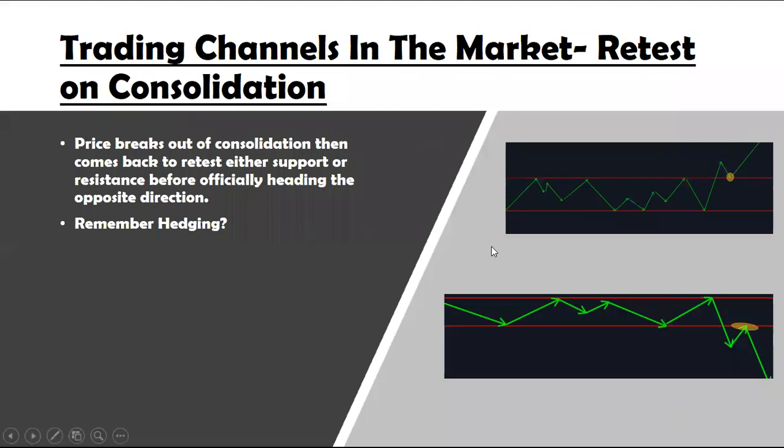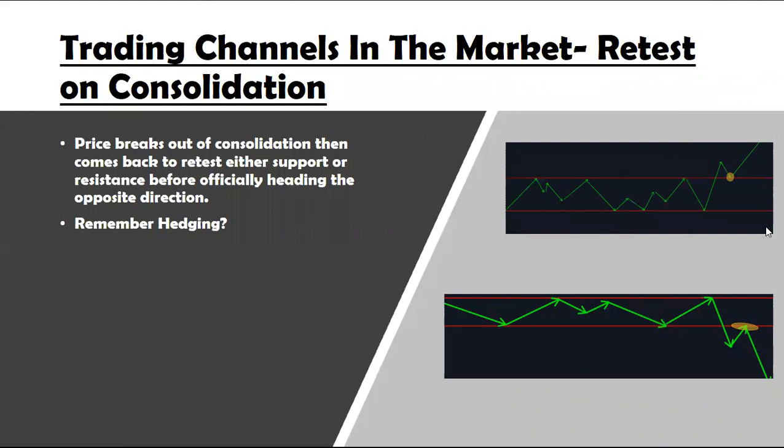Now, you can get a retest out of a consolidation. You can get a retest out of a wedge. You can get a retest off the uptrend or a downtrend. Retests are just a more official way of entering and confirming that the market is about to move in the opposite direction, or move a high amount of pips.